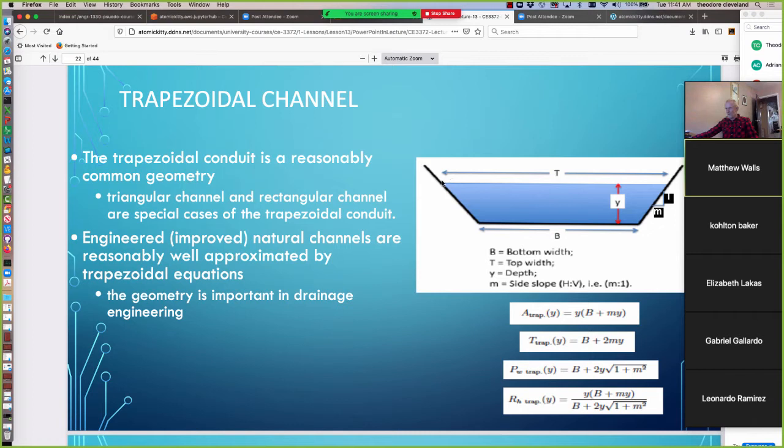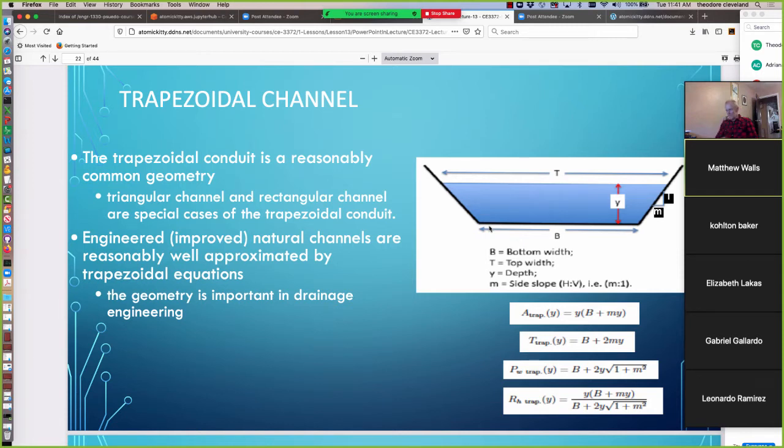So what's going on there is the length of that side of this triangle is determined by the Pythagorean theorem. Since they're identical triangles, there's two of them, and the length of that side is obtained from the slope. Then we add that to the bottom width b to get the total wetted perimeter. And then the hydraulic radius is the ratio of those two.